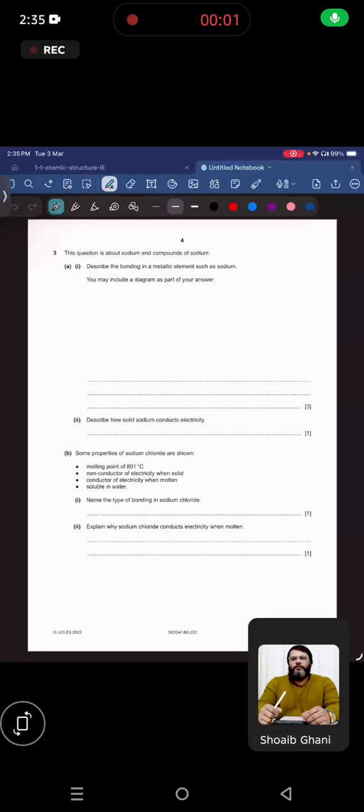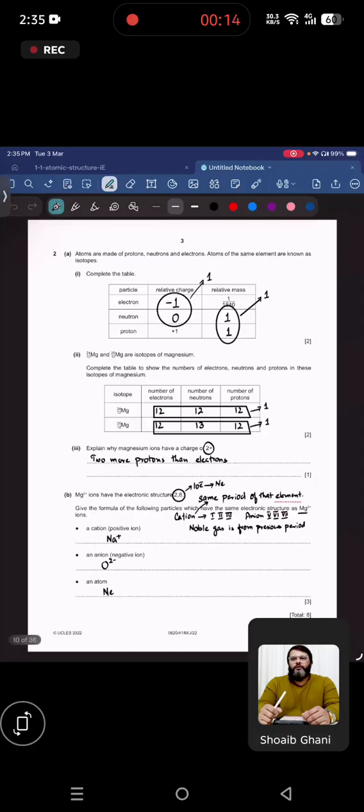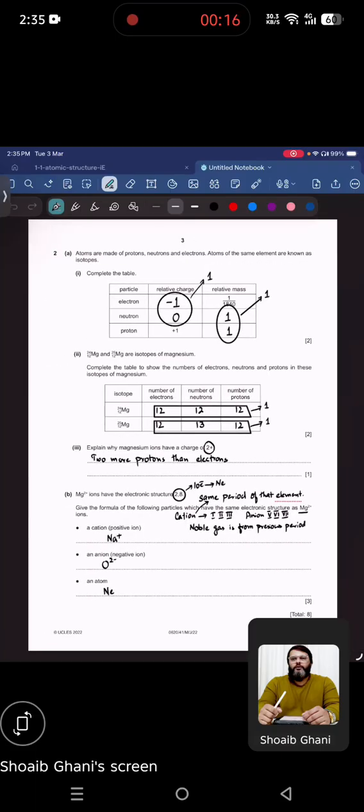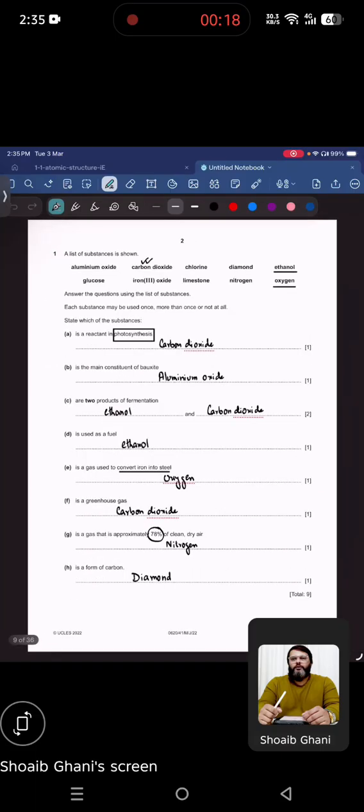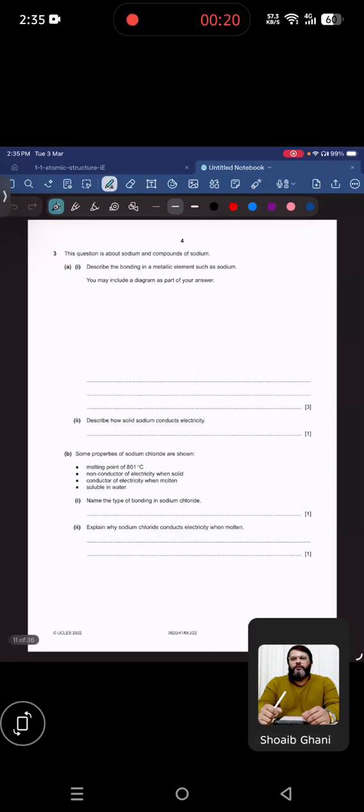Okay, let's continue with the question paper, May June 22, variant 41. Question number 3. We have done question number 1 and question number 2 in our previous class. Now we're going to continue with question number 3.